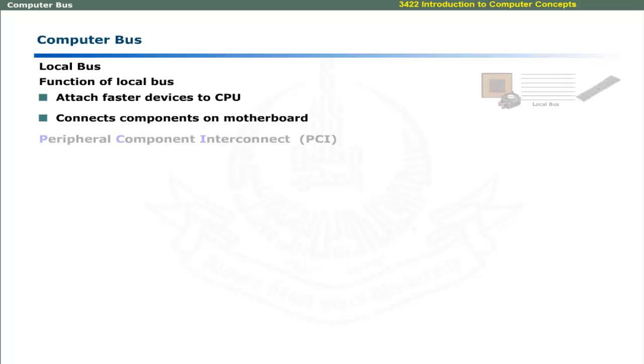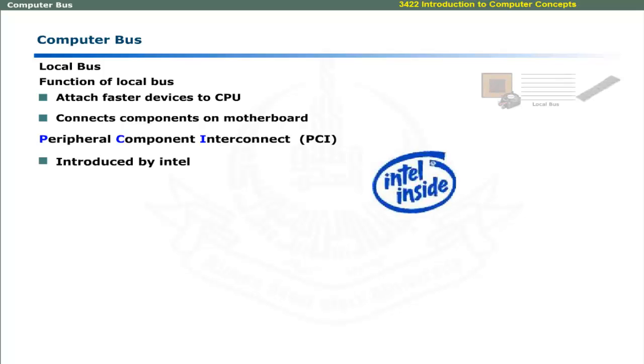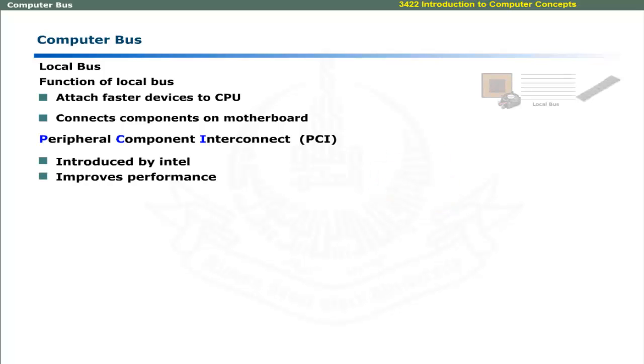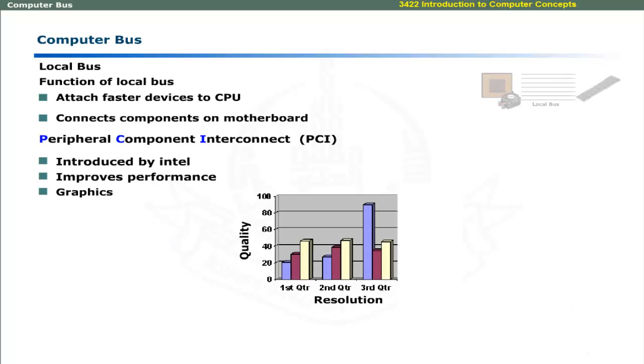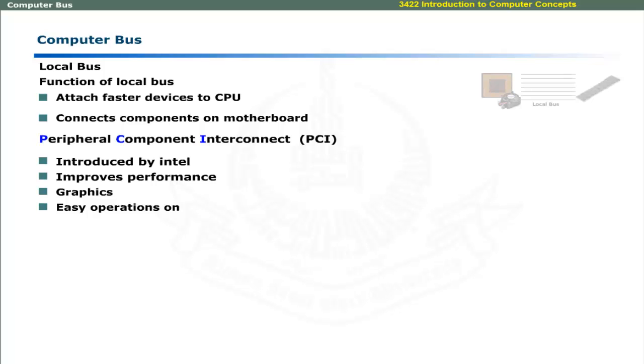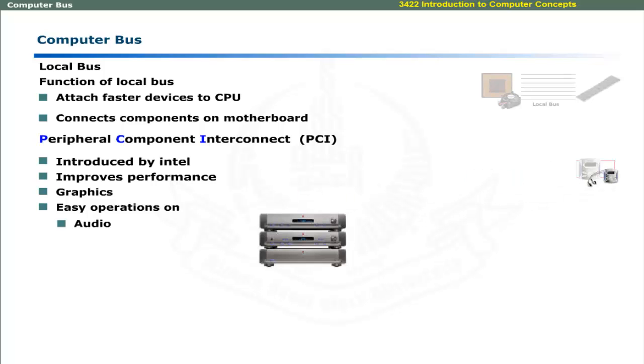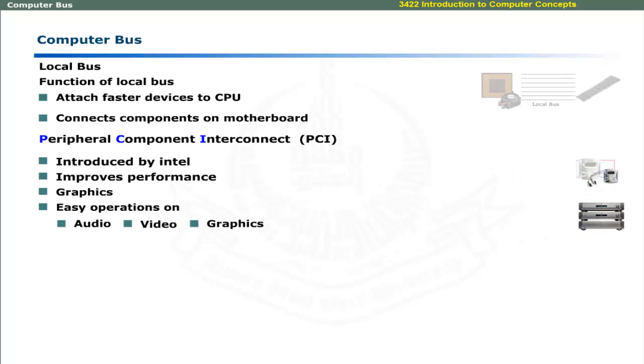Dear learners, Peripheral Component Interconnect Bus was introduced by Intel. It improves the performance of high-speed peripherals for graphics operations and high resolution. It makes it easier to integrate audio, video and graphics. PCI buses can transfer data up to 133 megabytes per second.